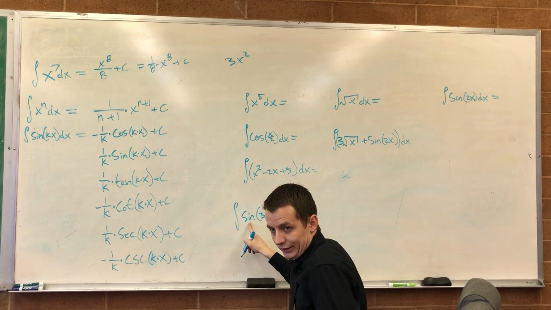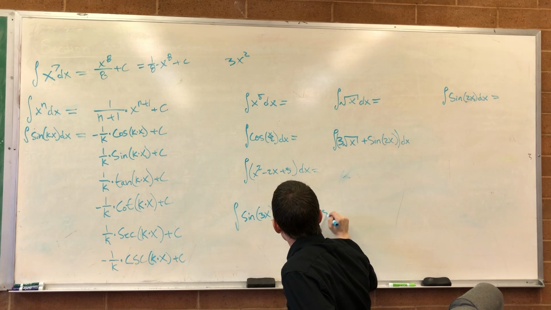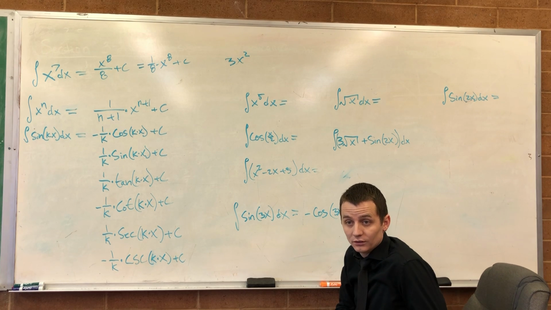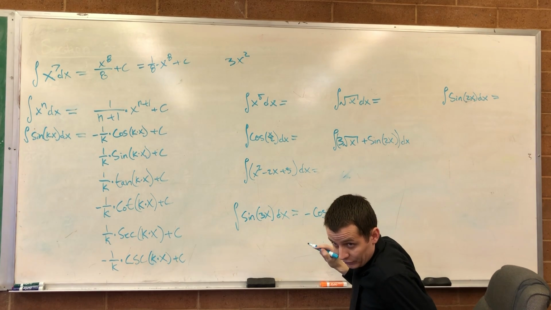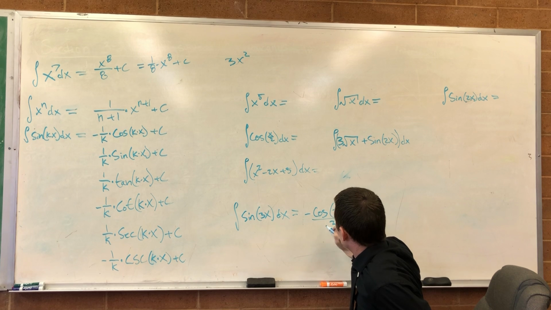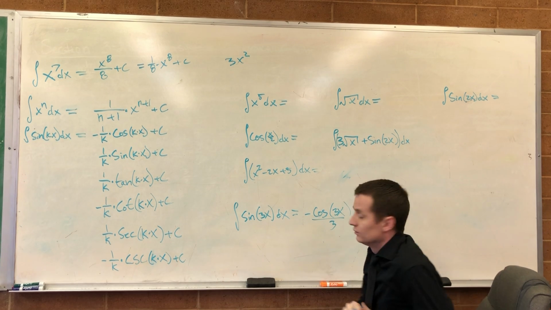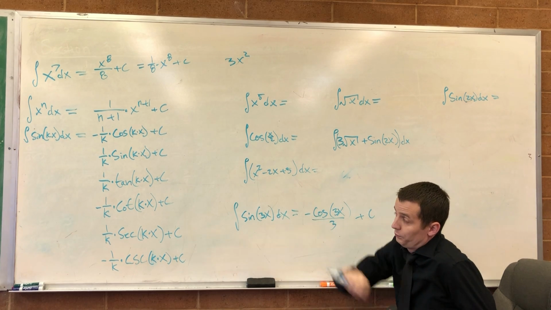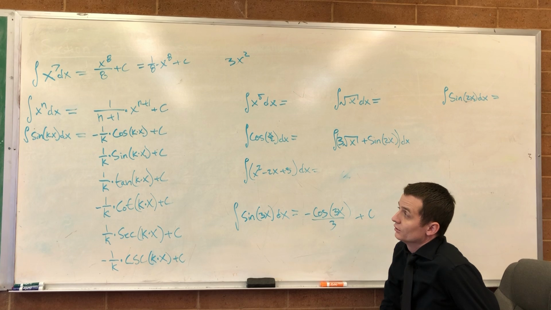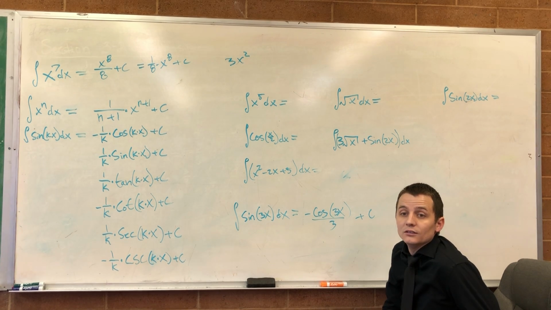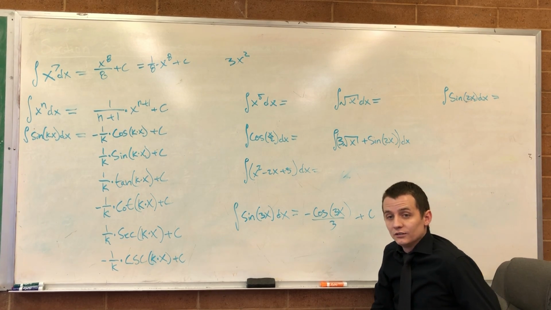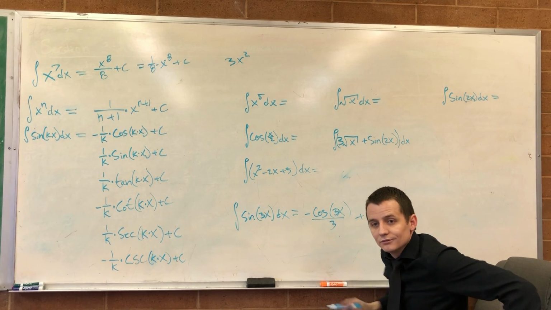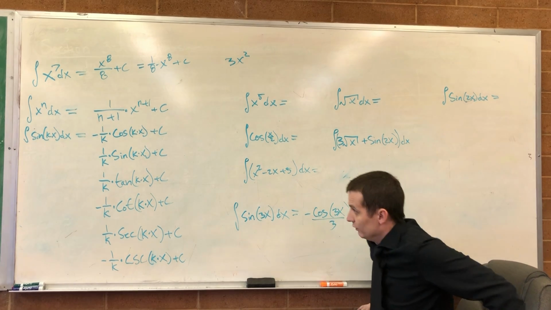What gives me sine when I take its derivative? Negative cosine. And now if I were taking a derivative, I'd multiply by 3, right? So when I take an antiderivative, or an integral, I divide by 3, plus constant. That's it. And if you look at the formula, exact same thing. Replace your k with 3. So it's good to have the formula, but it's also good to connect it with your intuition. Alright, let's do the next one.